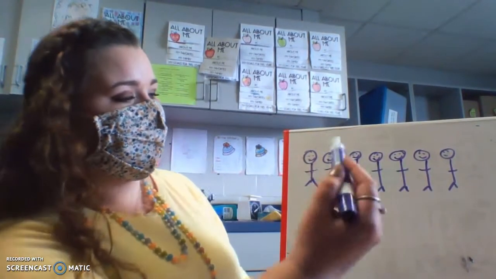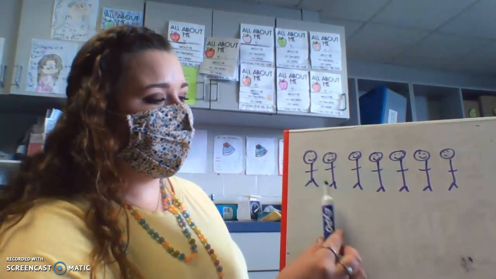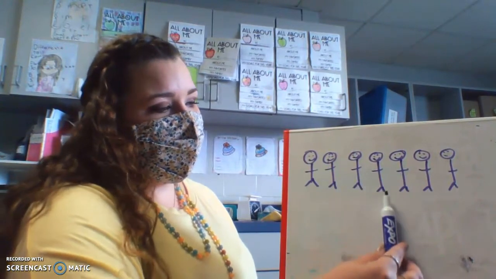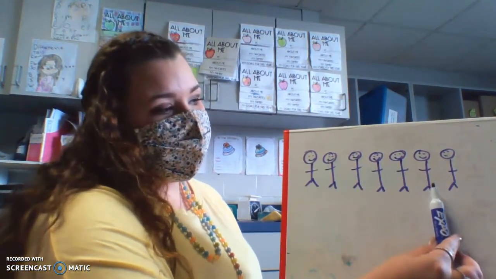Okay, look up here with me. Let's make sure we have 7. Count with me. 1, 2, 3, 4, 5, 6, 7. Okay, we have 7 students.